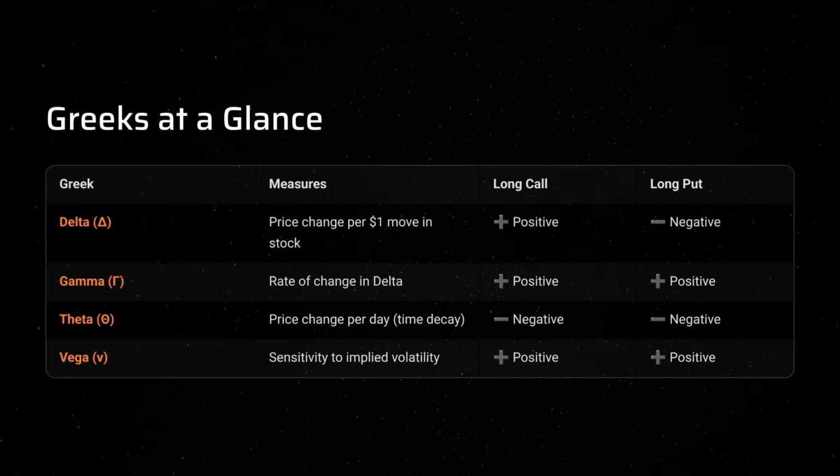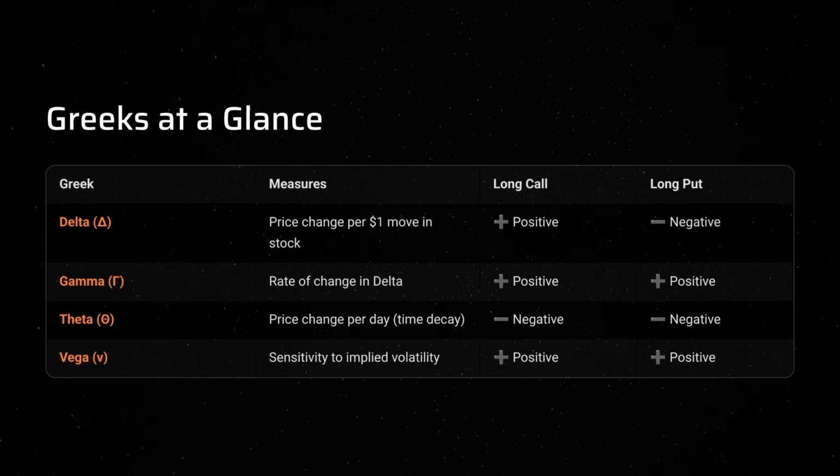Key influences and interpretation. Let's summarize the main influences behind the Greeks. Delta and gamma describe how an option reacts when the underlying price moves. They tell us how sensitive the option is to changes in the stock or index it's based on. Vega measures how volatility affects the option's value.